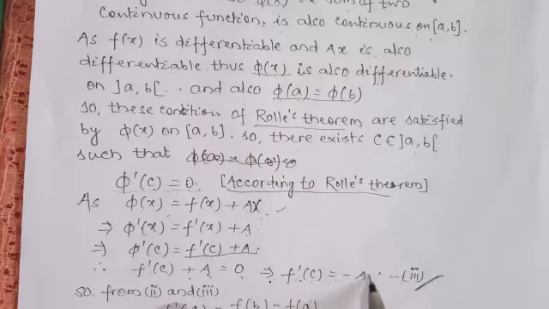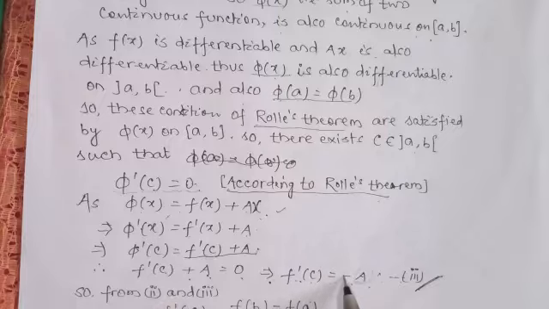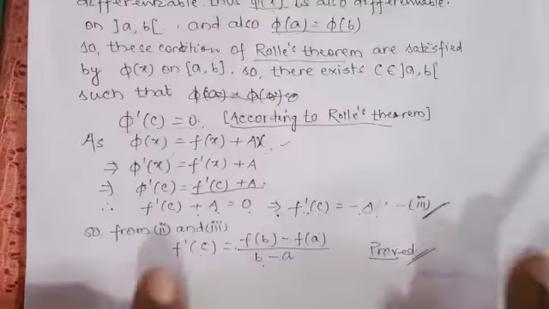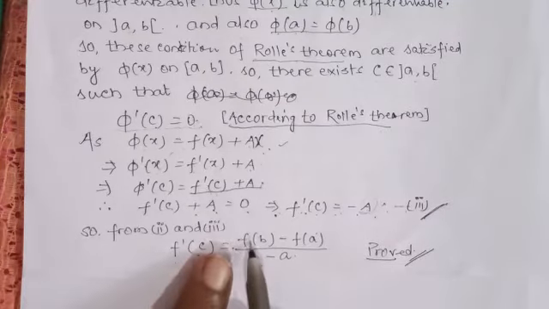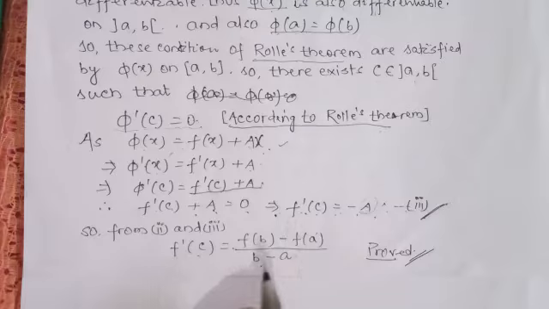So put the value of a here, which is obtained from 2. So this becomes negative, and hence we will get f dash c is equal to fb minus fa upon b minus a. This is to be proved in Lagrange's mean value theorem. So Lagrange's mean value theorem has been proved. Now children, we will see the geometrical meaning of Lagrange's mean value theorem.